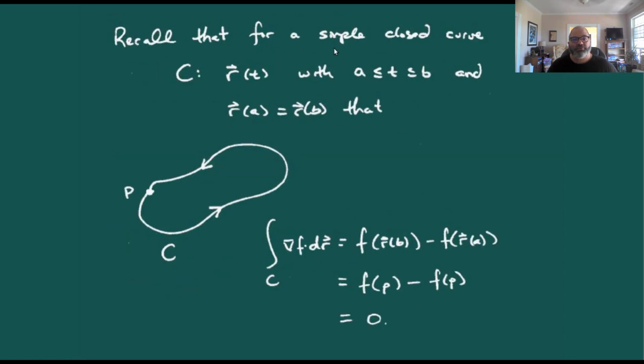So recall that for a simple closed curve r of t, our starting point was equal to our ending point. And so if we do the line integral of the gradient of some function over the curve C, well, that is f of our starting point minus f of our ending point, but that is the same point, and so we're identically going to get 0. So for a conservative vector field, if we integrate around a simple closed curve, that's automatically going to be 0.